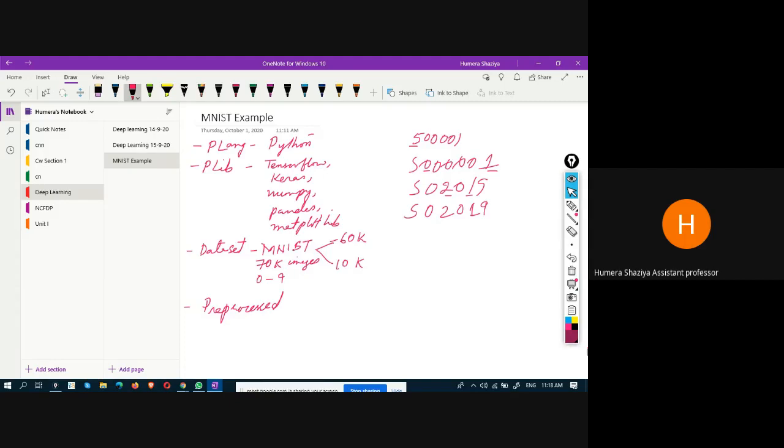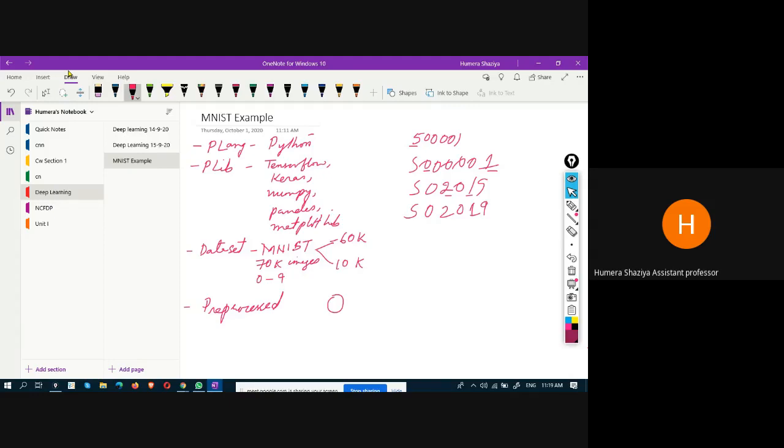If I have an image of 0, this is the way I wrote 0. Next time I may write 0 like this. There are different ways of writing. So we are going to train our machine learning model to identify the digits. Even though they might have been written in a different way, it should be able to identify. That is what we are going to do now.